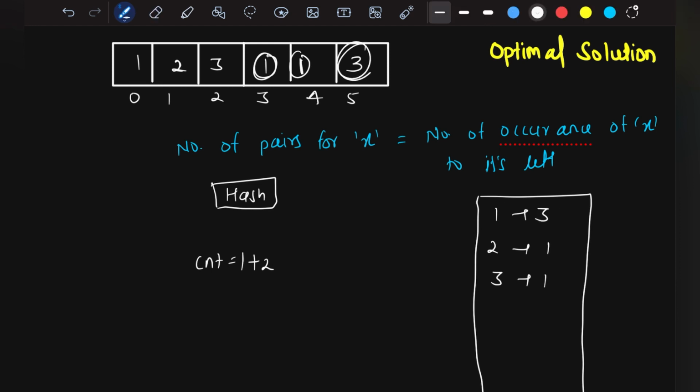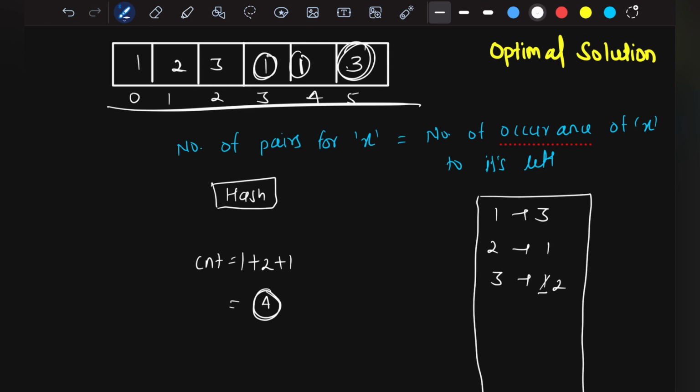Now I come across this 3 and I check, does my hash contain 3? Yes. How many occurrences of 3 are there before this 3? Exactly 1. Therefore I will add 1 to the counter and it gets upgraded to 4. So since I have ended with my array, what will be my final answer? My final answer will be 4. So this is the optimal solution.